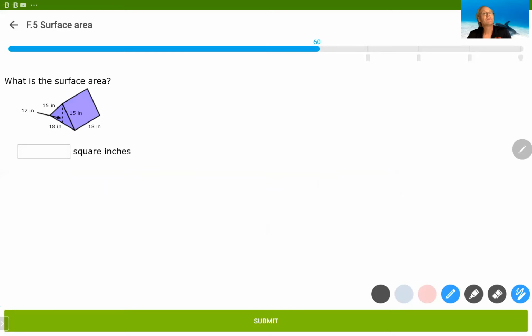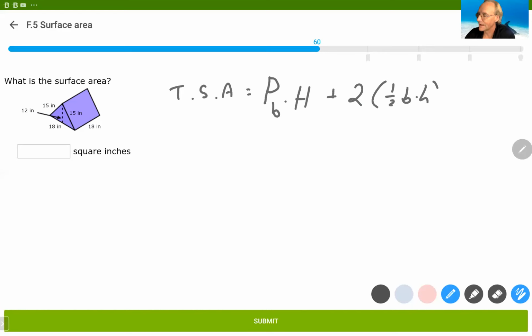Looks like we have another triangular prism. I'm going to go ahead and write the total surface area is equal to the perimeter of the base times the height of the prism plus 2 times the area of the base. And the area of the base is 1/2 base times height. Again, I've got 2 different kinds of heights here. I've got this height of the prism itself, which it looks like is 18 inches.